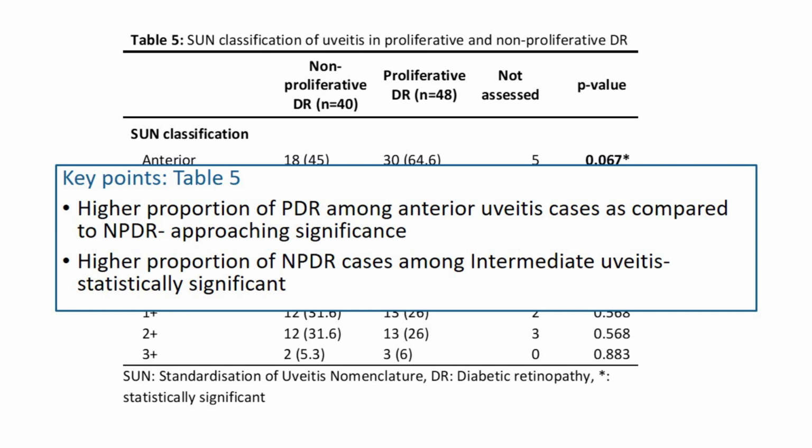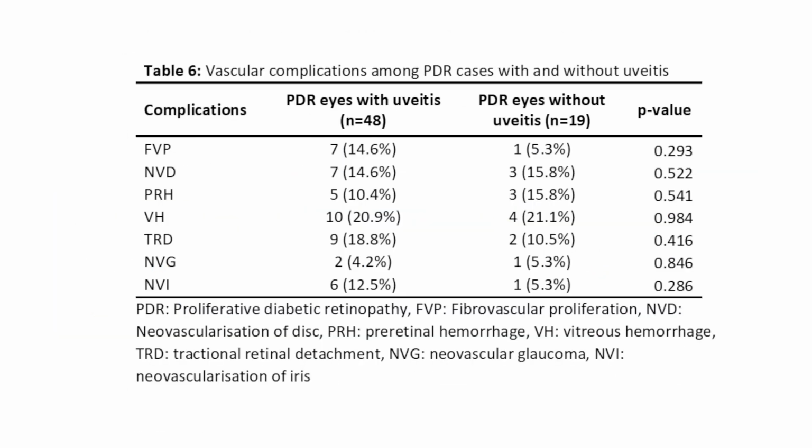Peak inflammation was during the follow-up period throughout the span of uveitis, whichever was the peak inflammation. So here we noted a high proportion of proliferative diabetic retinopathy among anterior uveitis cases as compared to NPDR. This was also seen among posterior and panuveitis cases. Most significant finding of ours was a higher proportion of NPDR cases among intermediate uveitis cases.